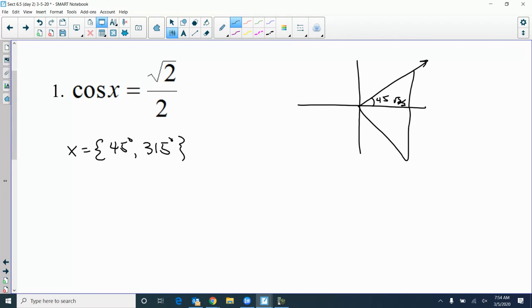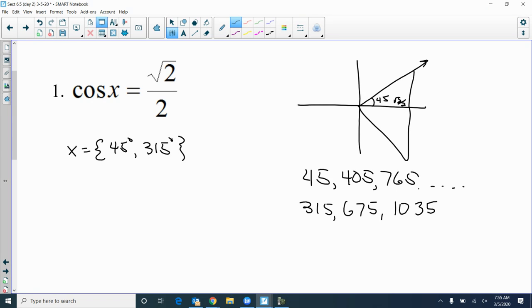And cosine is a periodic function, and it repeats every how many degrees? Every 360 degrees. So you can take 45, add 360, you get 405. Add 360, is that 765? Keep going. You can take 315, add 360, 675, add 360, what is that, 1,035? Now you can also subtract, so you can go both directions, okay? You can do negative and positive.